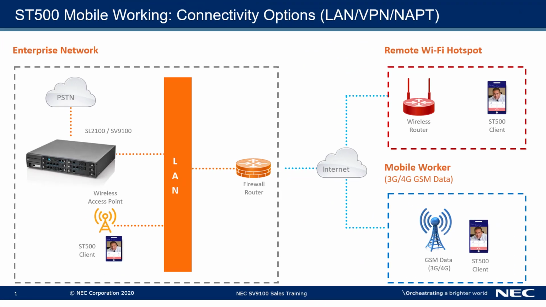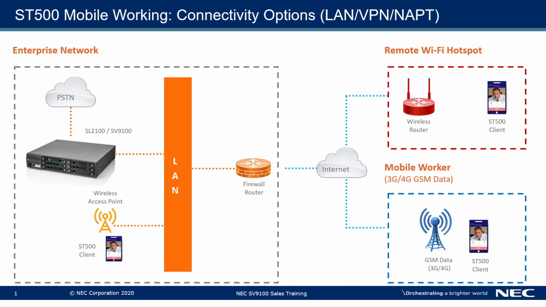So having downloaded the ST500 client onto your mobile device and licensed your SV9100 appropriately, let's have a look at how this business mobility solution can be deployed. In the first example on the left, we see the ST500 client deployed in the office environment. Over the wireless network within the office, the user can connect back over the local area network to the SV9100. The client has an internal extension and an external DDI number, and that user can make and receive calls while they're in the office.